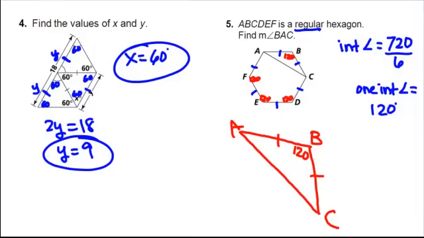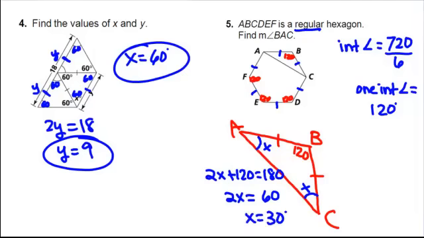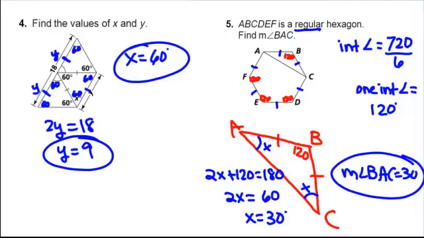This is an isosceles triangle. Therefore, this angle is equal to this angle. I don't know what it is, but I can use algebra to find out. All the angles must equal 180. So I'm going to add them up and set them equal to 180 degrees. Subtracting 120, 2x is equal to 60, and divided by 2, x is equal to 30 degrees. So therefore, the measure of angle BAC equals 30 degrees. And I'm done with my problem.